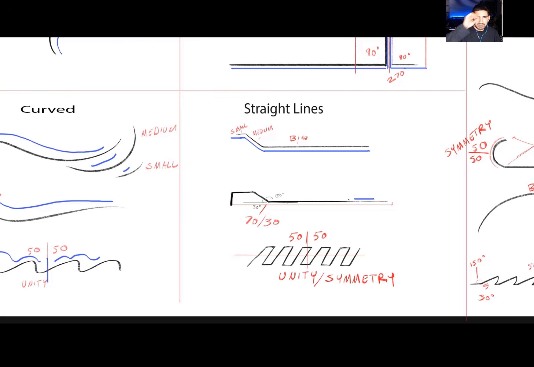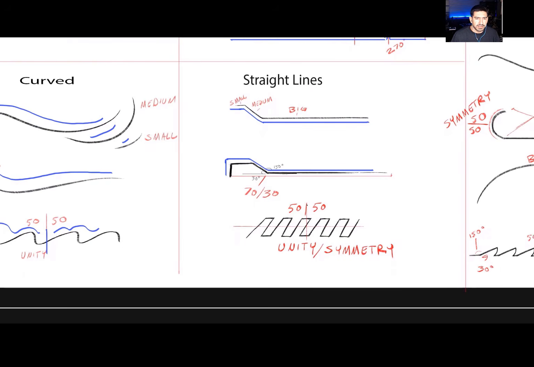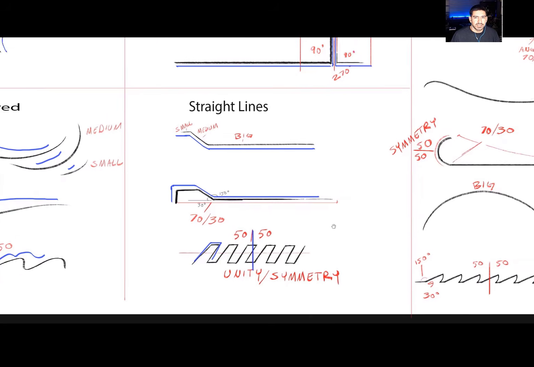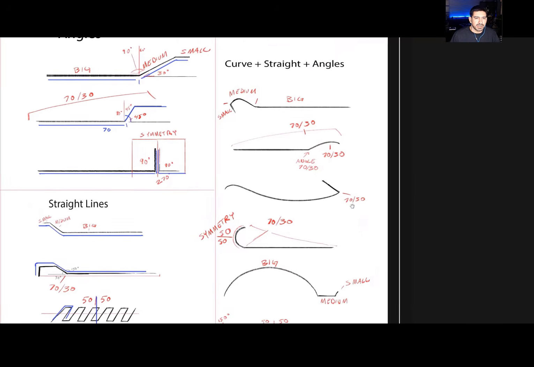But the bottom right here, this one's not necessarily broken into big, medium, small, or trying to draw 3 lines. It's just trying to create some sort of rhythm to the 70-30 rule, just using straight lines. And then the bottom one, rather than curved, you get a very similar feel to this, but it's just straight lines. So these are just some examples.